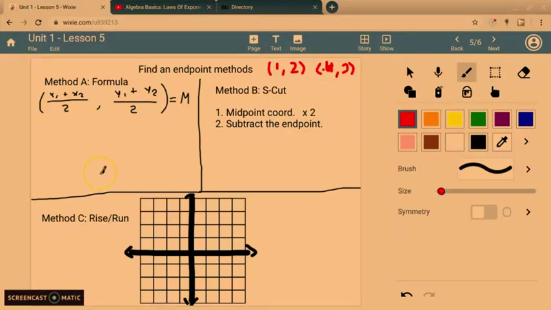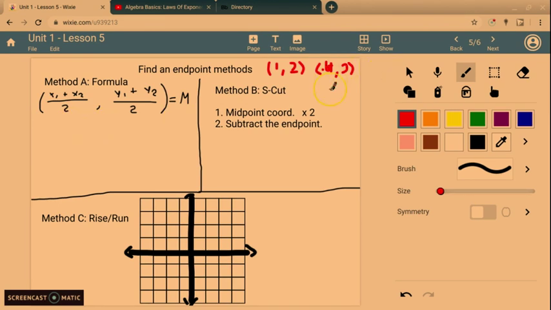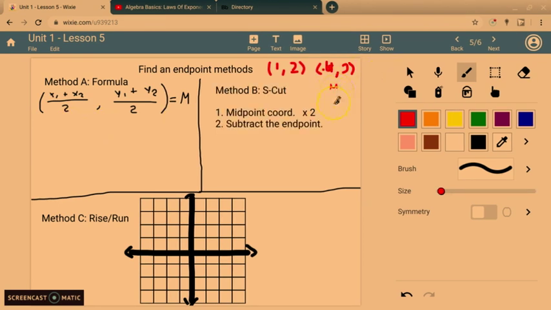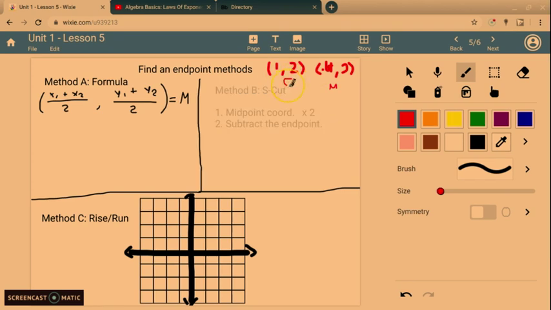Alright, method A. So we're going to plug in what we know. Actually, I'm going to make this the midpoint, because this is one of the endpoints, and we're trying to figure out the other endpoint. I'm not sure if these coordinates will work for what we're doing, but we'll have to see, because I know geometry, but I don't know how certain coordinates will fit in off the top of my head.